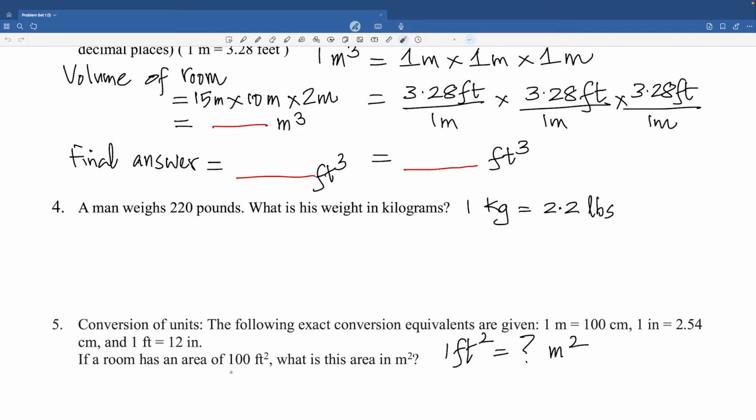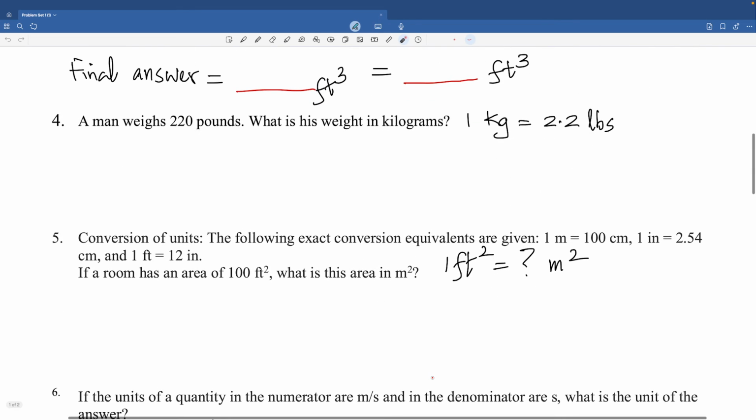Remember that 100 feet square should be written as, so the first step, 100 feet, I'm not writing it here, this will just go away, but 100 feet times 100 feet. So that will be your first step: 100 feet times 100 feet, because it's given as 100 feet square. And from there, you can change the feet into inches, the inches to centimeter, and the centimeter to meter, and then get it. I hope you're able to do that.